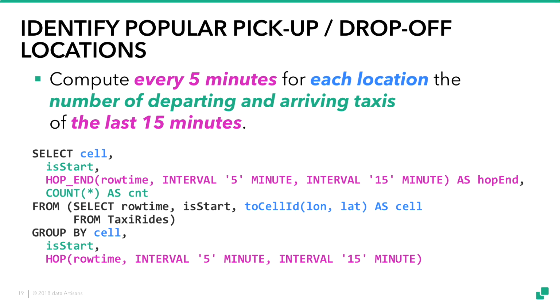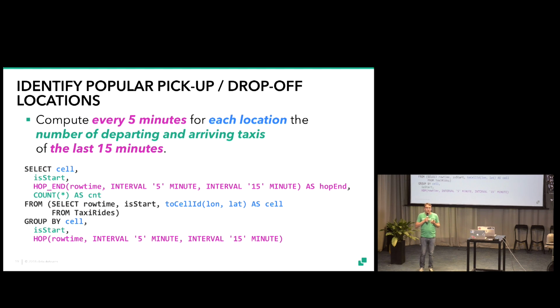With that, you can build queries that, for instance, compute every 5 minutes for every location the number of departing and arriving taxis of the last 15 minutes. This is a typical streaming analytics query. In the query, I highlighted the parts that correspond to each of the different aspects. We want to count something per location, so this is an aggregation query where we need to apply some kind of grouping. We want to group on departing and arriving taxis, that's why we group on the start flag, which is a Boolean flag.